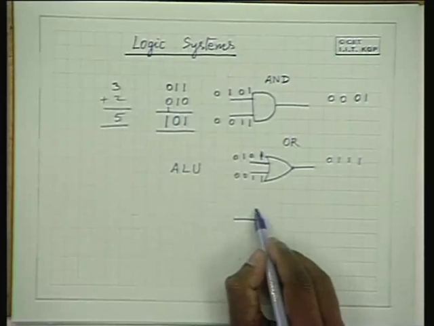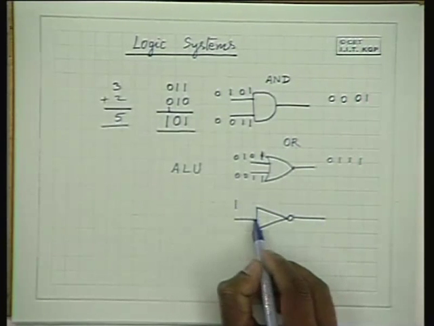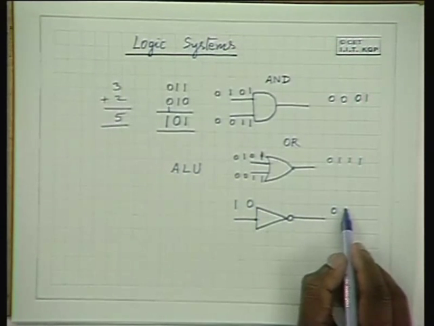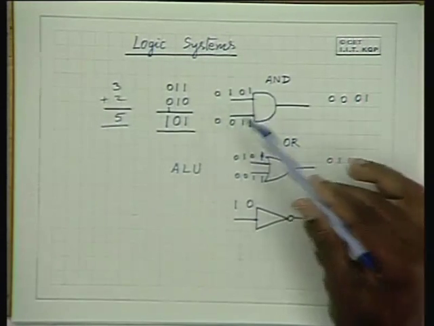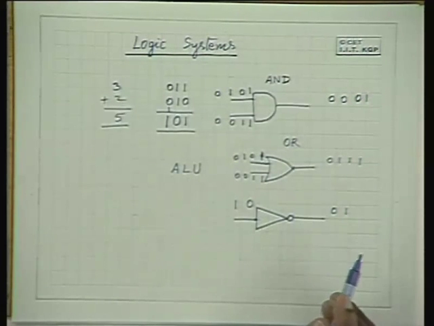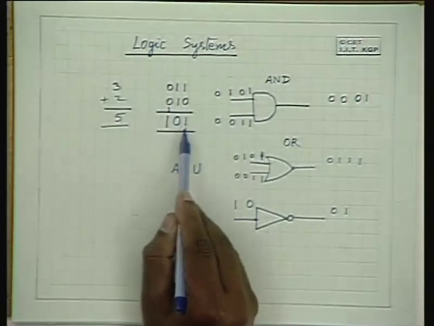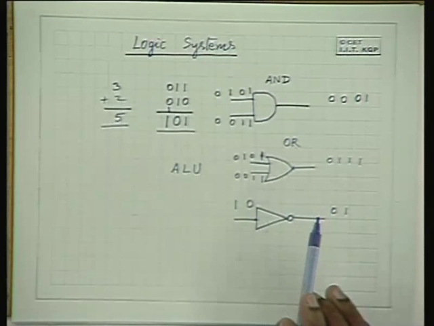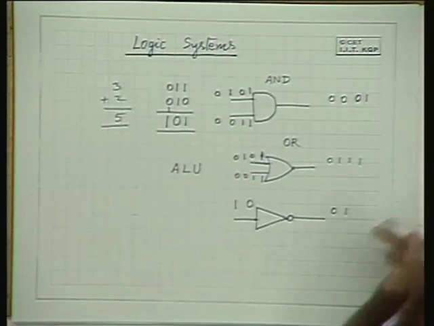There is another gate known as a NOT gate. You give a 1 here, you get a 0 there. If you give a 0 here, you will get a 1 there. So it gives the opposite. So you can build logic systems using such gates. It is possible to implement this adder with the help of these OR gates and AND gates. Okay? So you will learn more about it in the subsequent classes.